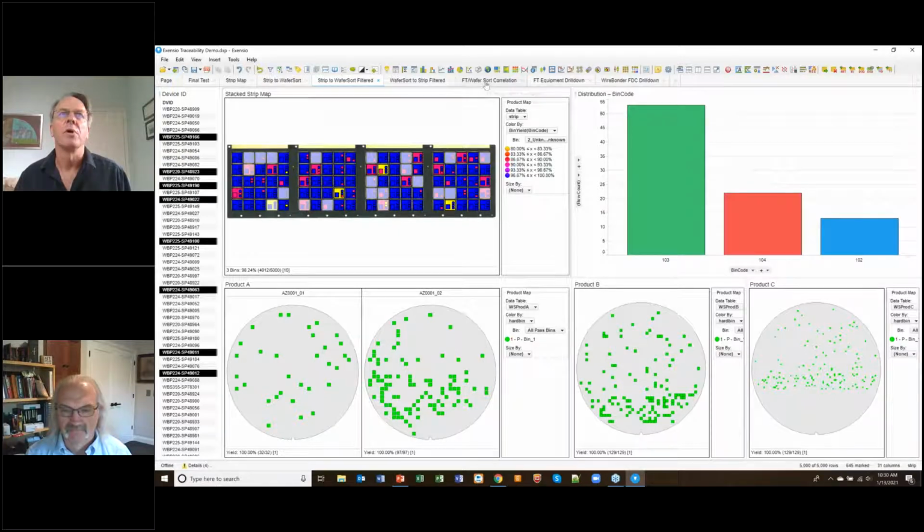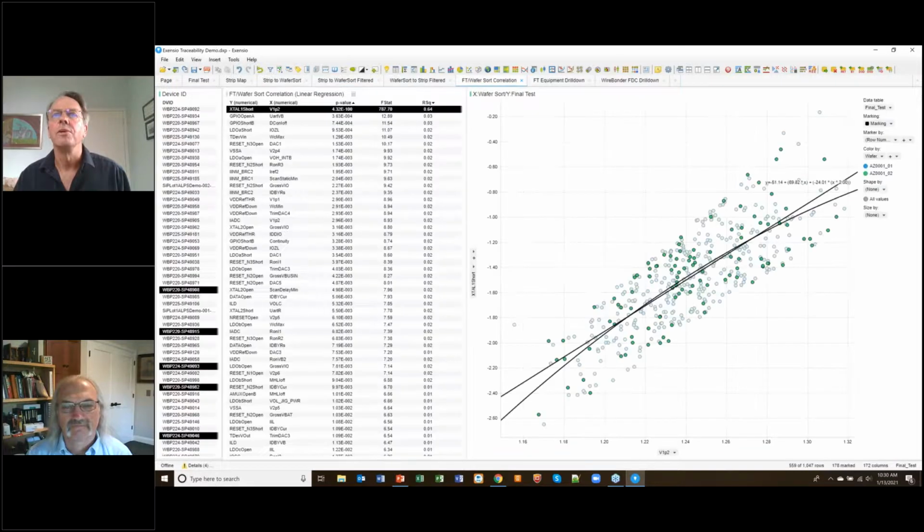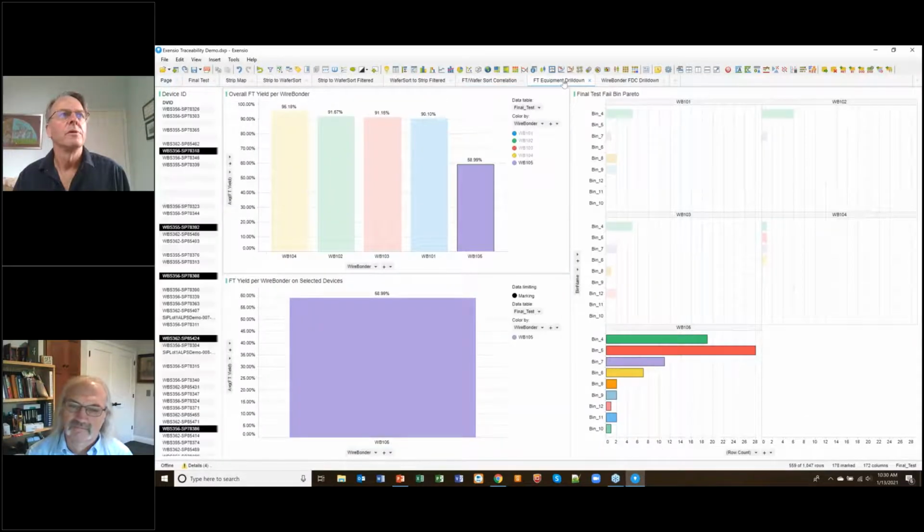So then we can take a look at wafer sort correlation, again looking at the parametric level. And again, these components are evenly distributed. They don't show any particular outlier pattern from this correlation. So let's take a look now at the assembly equipment used.